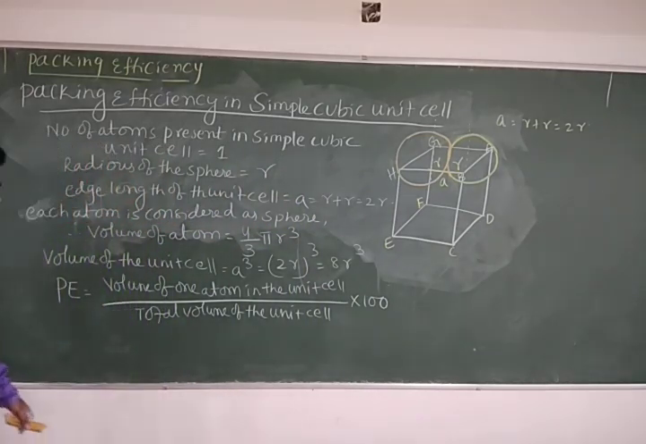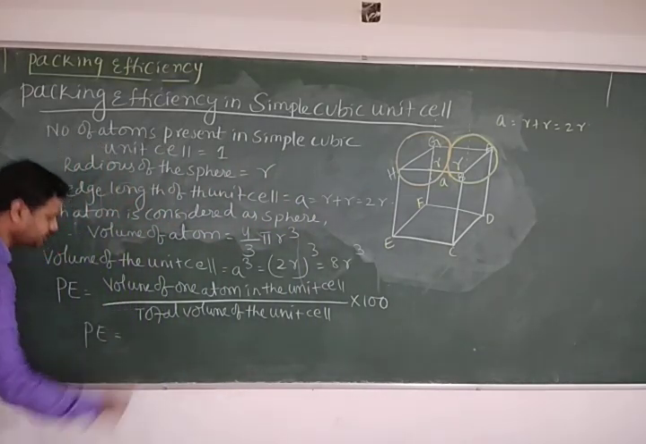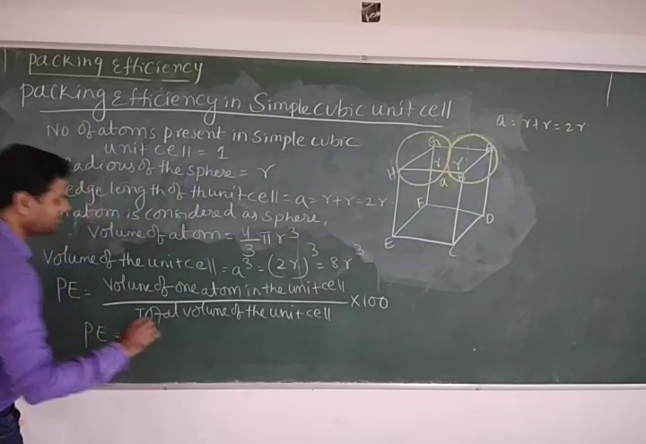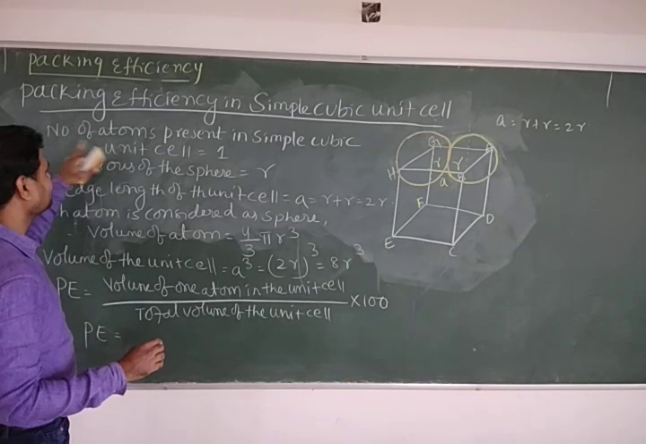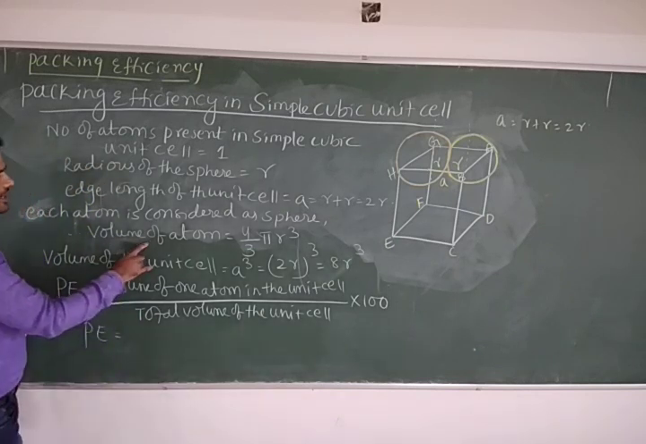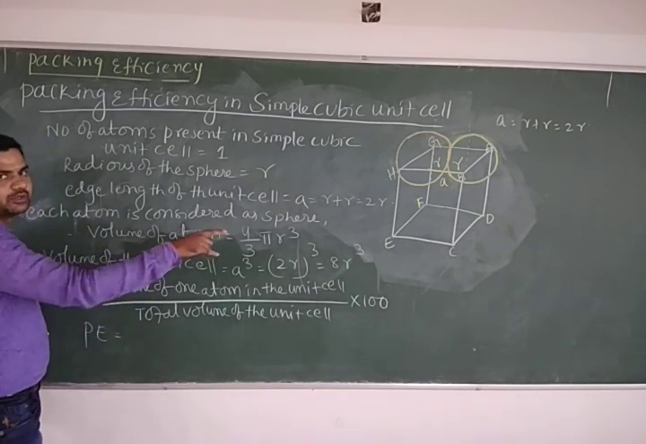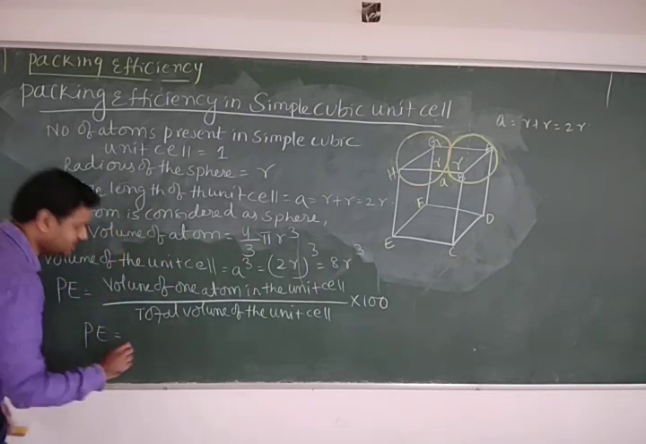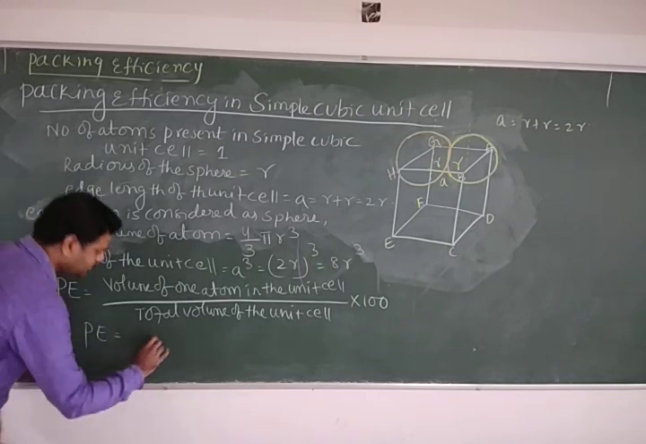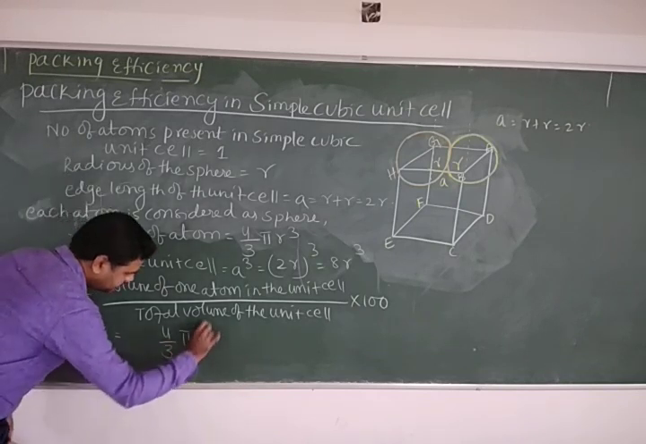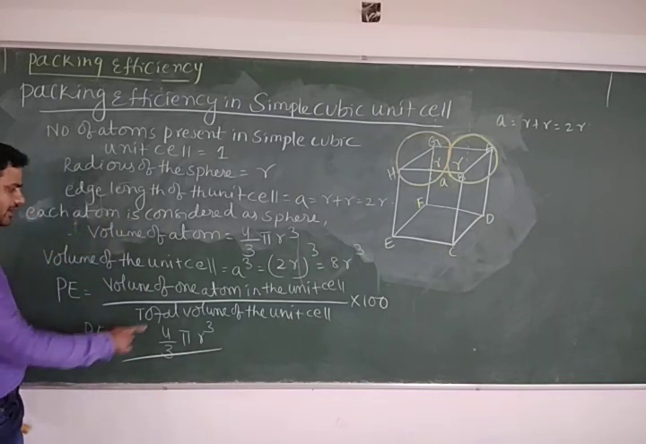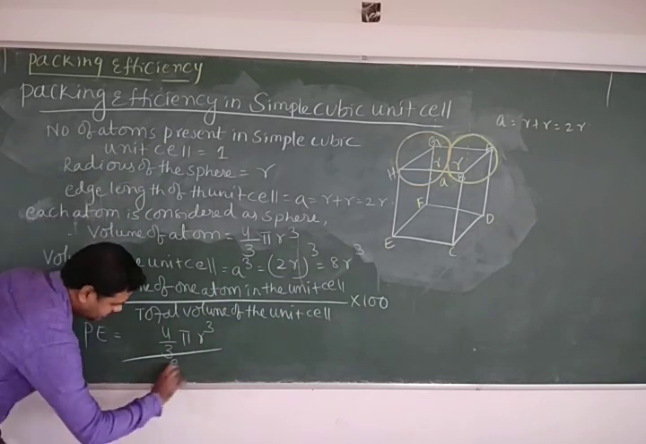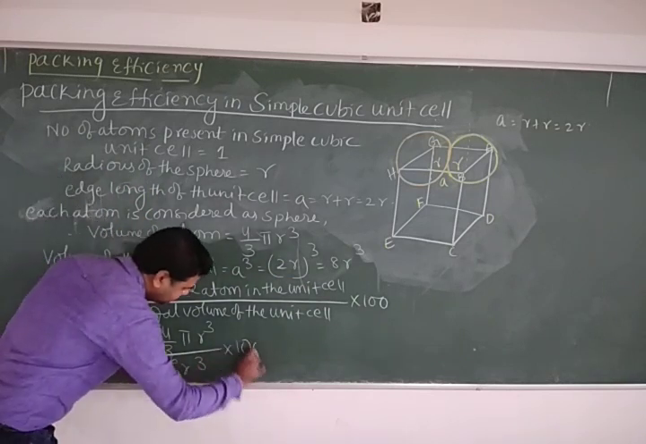Is it clear? Now, packing efficiency is equal to volume of 1 atom in the unit cell. How much is that? It is only 1 atom. If 2 atoms are there, then the value becomes 2 into 4 by 3 pi r cube. If 4 atoms are there, 4 into 4 by 3 pi r cube. But here only 1 atom is there, therefore I am writing directly 4 by 3 pi r cube. And total volume of the unit cell is how much? 8r cube, into 100.